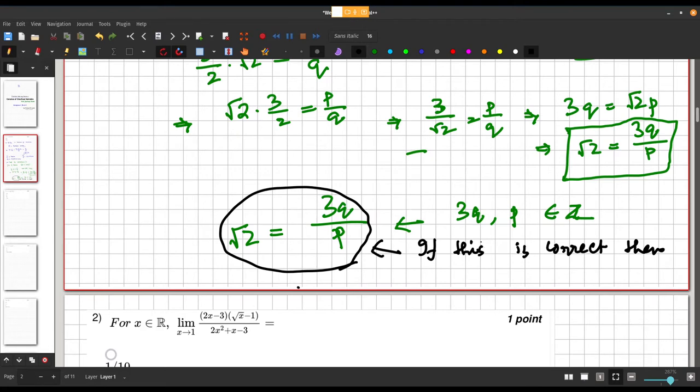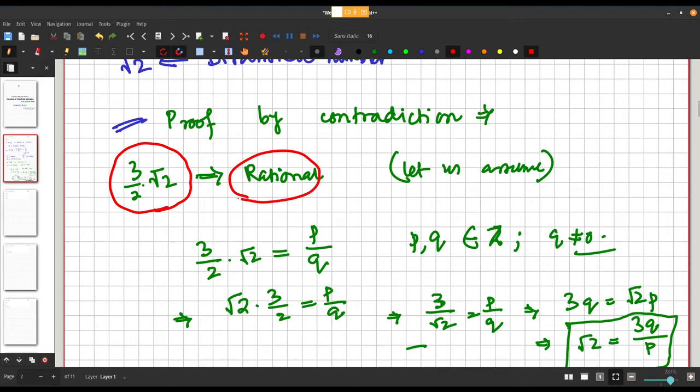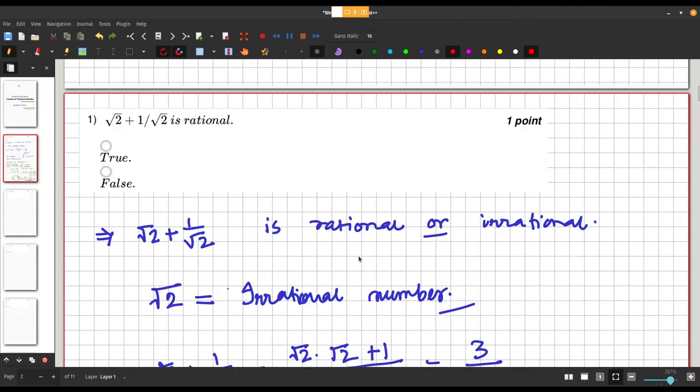So if this is correct, then root 2 should be rational. But this is a wrong result, which implies that our first assumption that 3 by 2 times root 2 is a rational number is also wrong. So the correct answer will be that this is not a rational number.